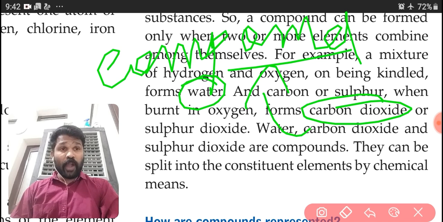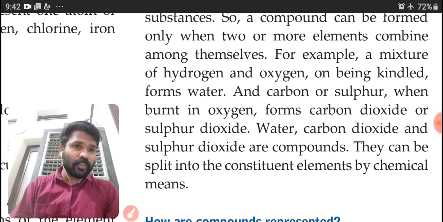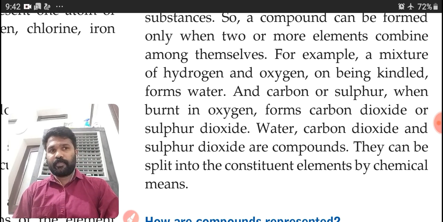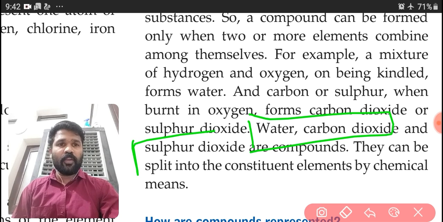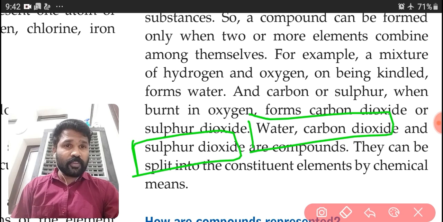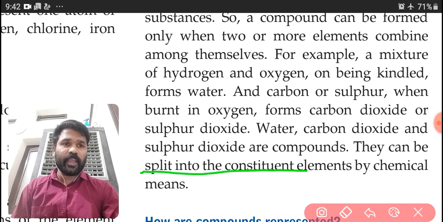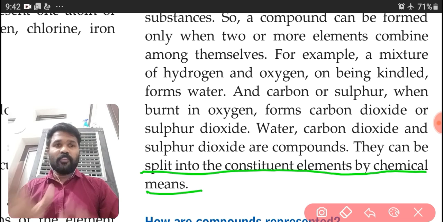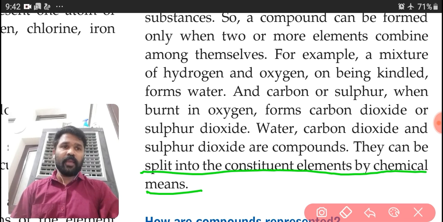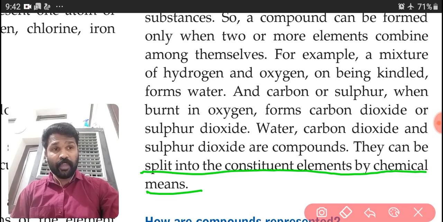Clear? Water, carbon dioxide and sulfur dioxide are compounds. They can be split into their constituent elements by chemical means. These compounds can be split into constituent elements by the chemical method, by chemical means.